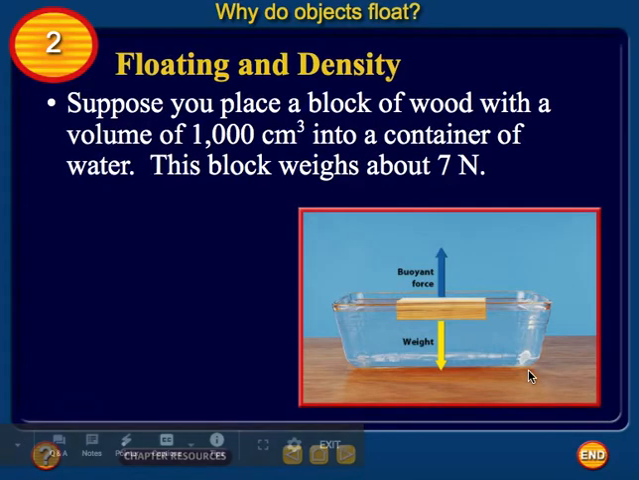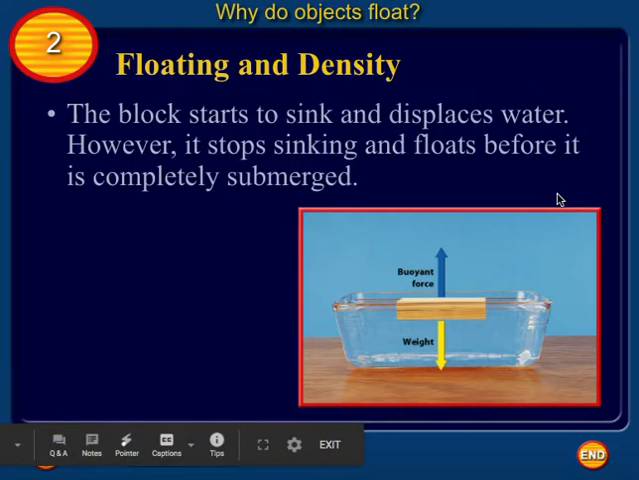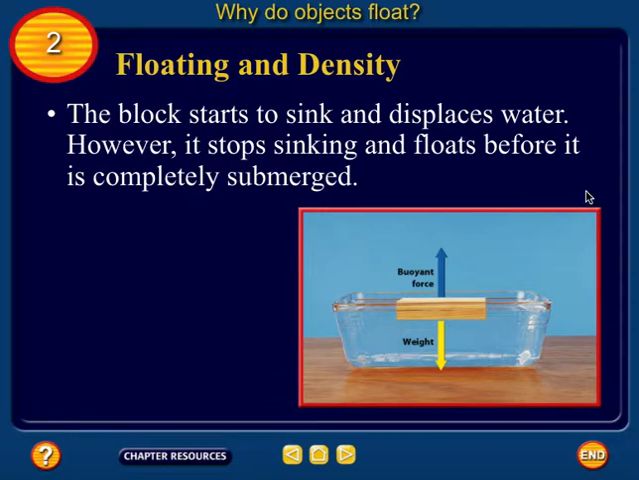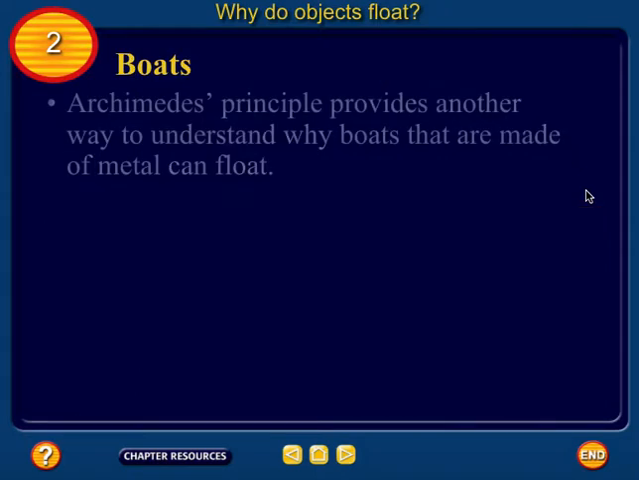Suppose you place a block of wood with a volume of 1,000 cubic centimeters into a container of water. This block weighs about 7 newtons. The block starts to sink and displaces water. However, it stops sinking and floats before it becomes completely submerged. Any object with a density that's less than the fluid it is placed in will float.